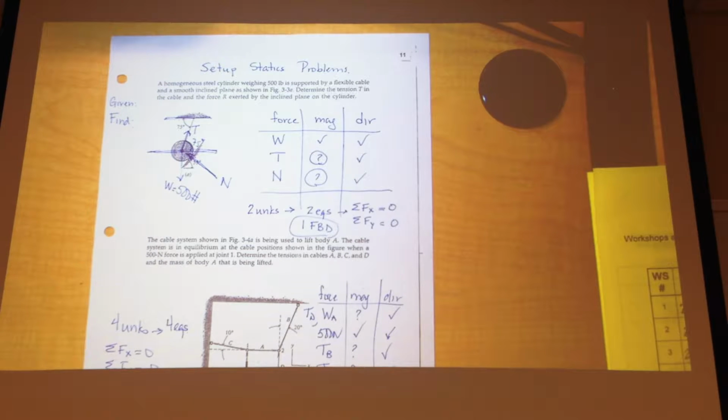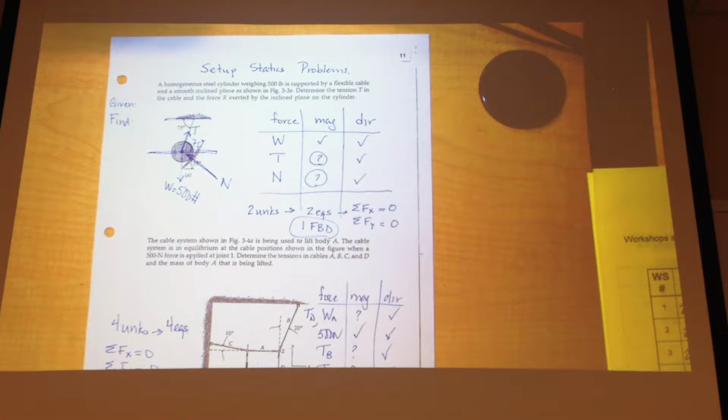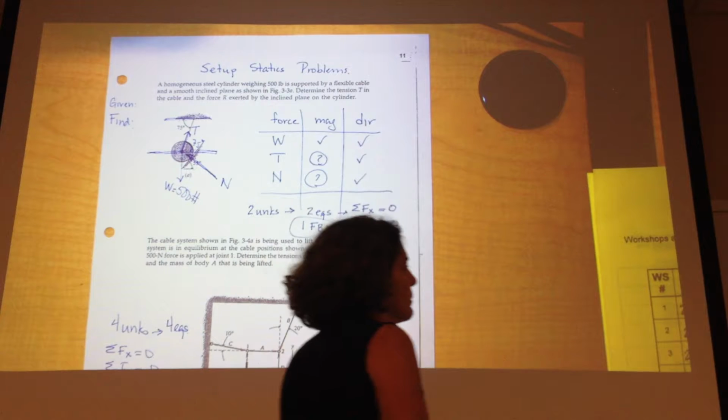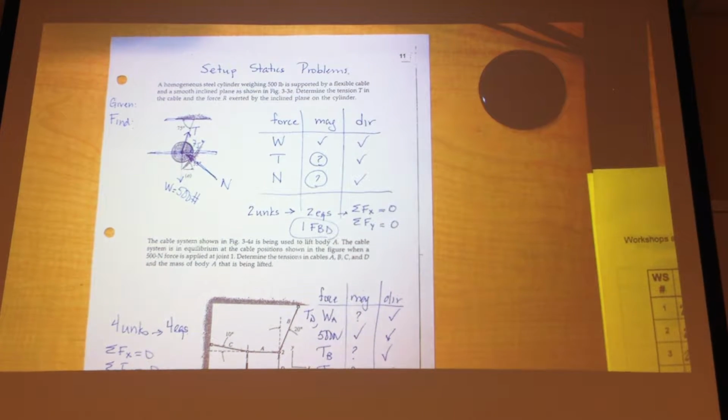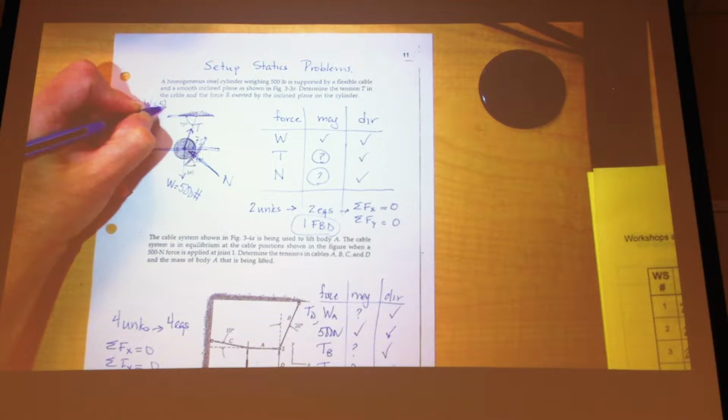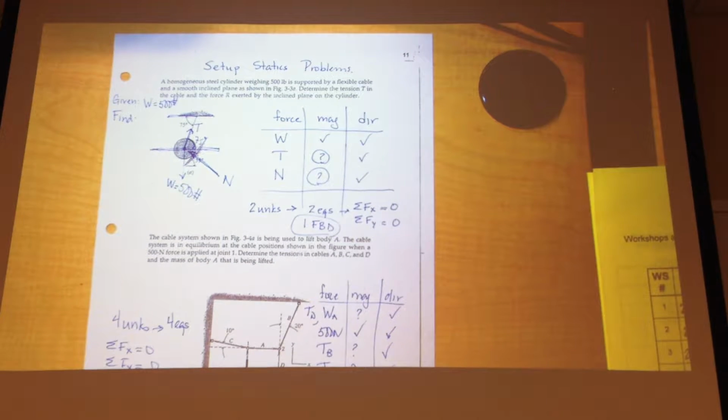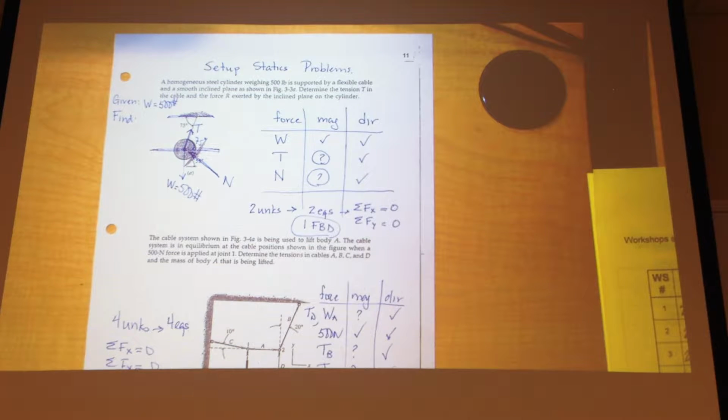I don't know where we stopped. So Evan, you're going to be the first one. We're going to go around. What information is given in the words that's not given in the picture? The weight, 500 pounds. Anything else? Well, it says it's homogeneous, which is important. It's flexible, smooth inclined planes. We know there's no friction. But the main thing that we needed to know is that the weight is 500 pounds. Does everybody get it? What you write in the given is any information that's not included in the sketch. Everybody got it? So if everything is included in the sketch, what do you write in the given? Just write see sketch.